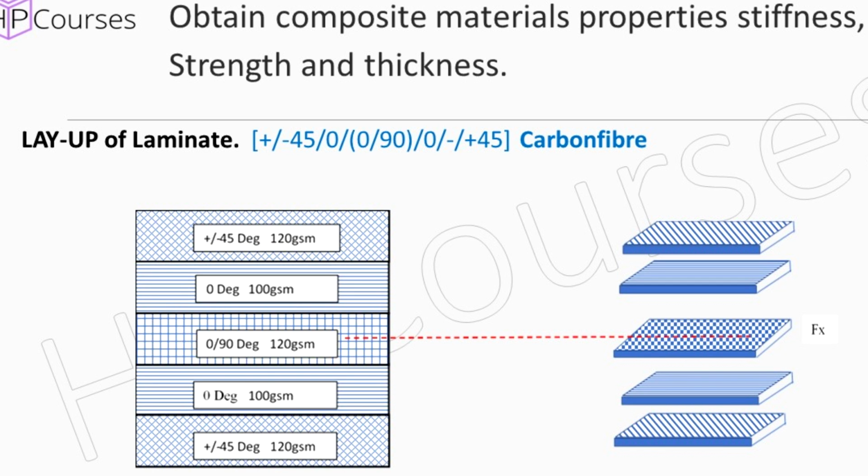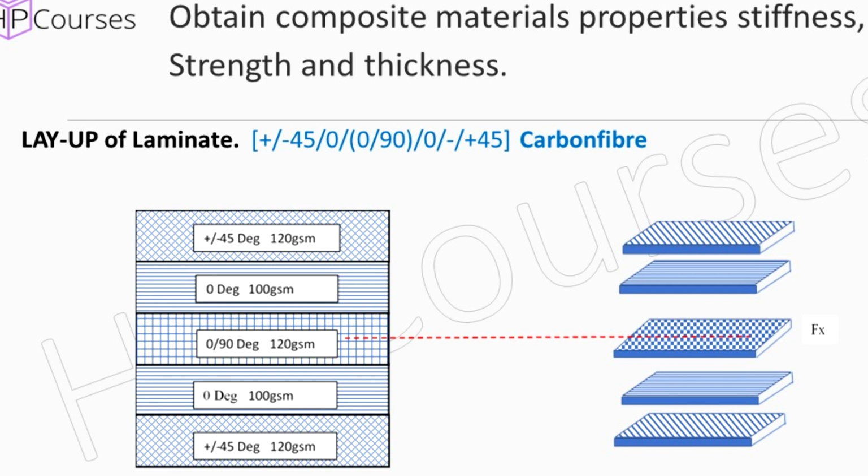Number 2. The next fabric layer is 100 GSM unidirectional carbon fibre aligned in direction 1, or as referred to in the diagram as the 0 direction. Our material axis of fibre direction 1 aligns with the geometry reference axis of X.